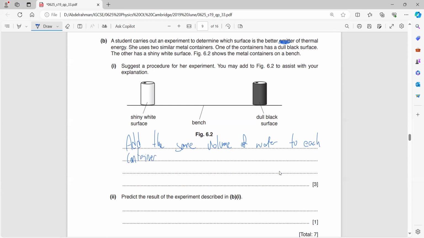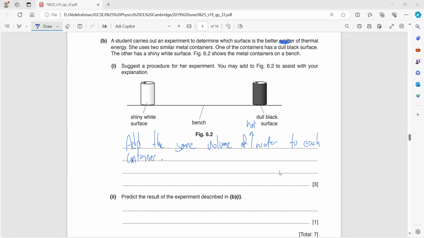Okay, after we add the same volume of water to each container, what do we do? It's volume, sorry, of hot water. I'm sorry, of hot water. We have to say it is hot water. Add the same volume of hot water to each container and then, using the thermometer, right? We can add two thermometers to the containers.